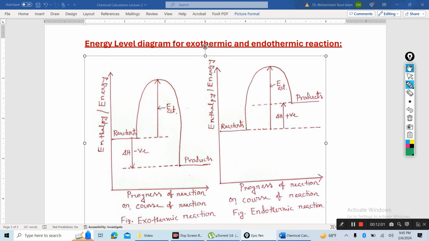Okay, now you will know what is E-act. E-act means activation energy, or enthalpy.